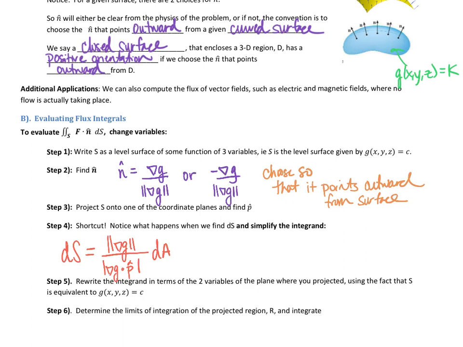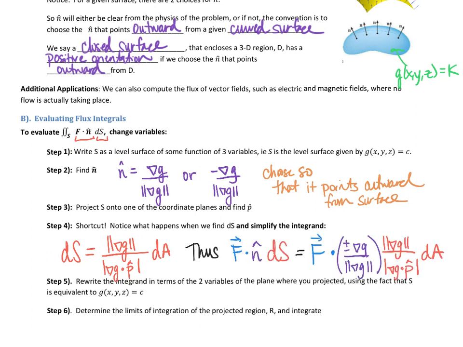Okay, so let's put all this together now. That means that when we have f dot n dS, things are going to simplify, kind of similar to what we just saw with flux across a curve, where, if you remember, our speed was canceling out in the numerator and the denominator. Now here I have the magnitude of my gradient that cancels out in the numerator and the denominator. And so my integrand is then just going to become the dot product between f and either positive or negative gradient, depending on your orientation, and then you'll just be left with this.